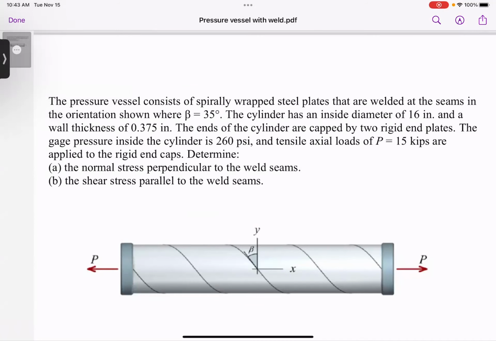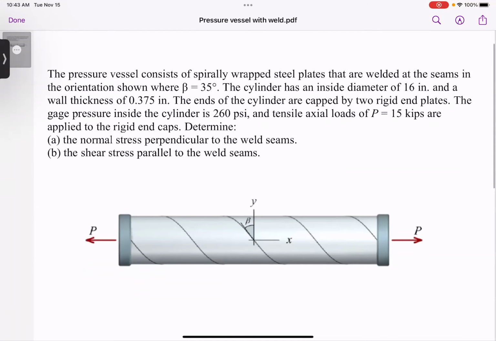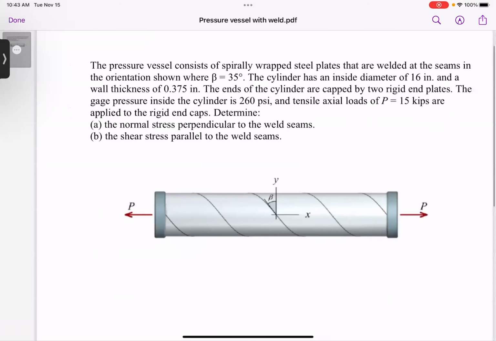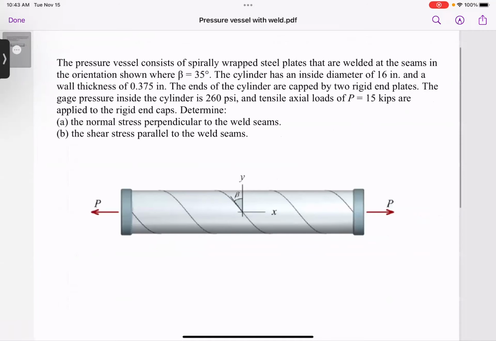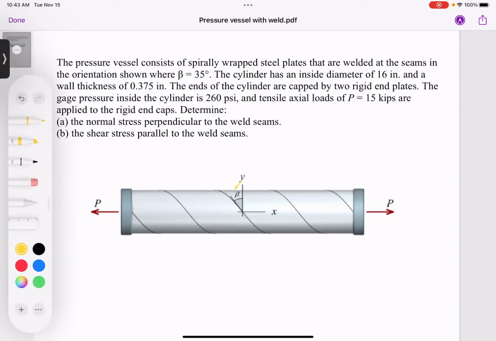So let's read the problem, guys. So here we have what? A pressure vessel consists of spirally wrapped steel plates that are welded at the seams, the orientation shown. So the beta is 35 degrees here, this angle, right?